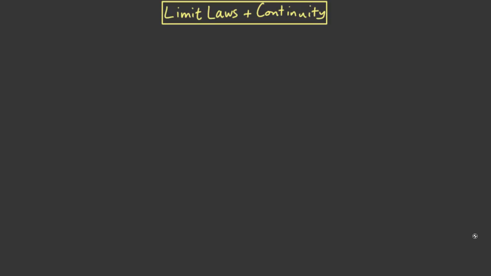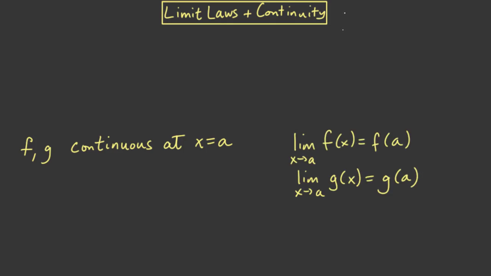In this video, we'll see what the limit laws tell us about the continuity of functions. Let's say we have two functions f and g, which are continuous at a point a. By definition, that means that their limits as x approaches a match their values at a. And suppose that we have h of x equaling f of x times g of x. What can we say about the continuity of h?